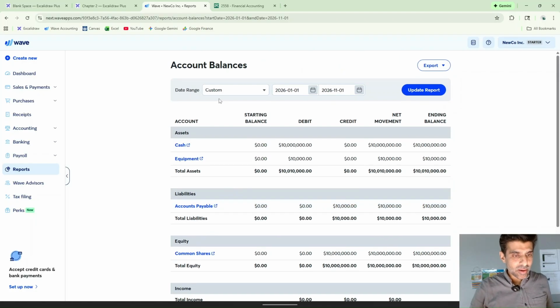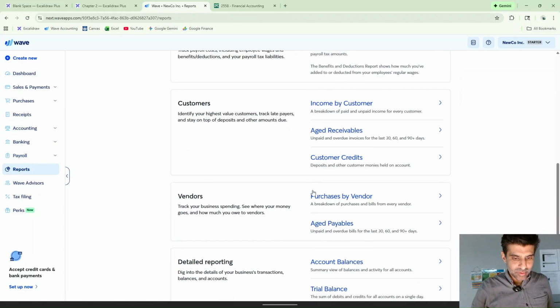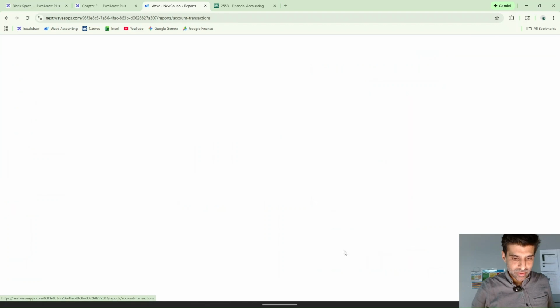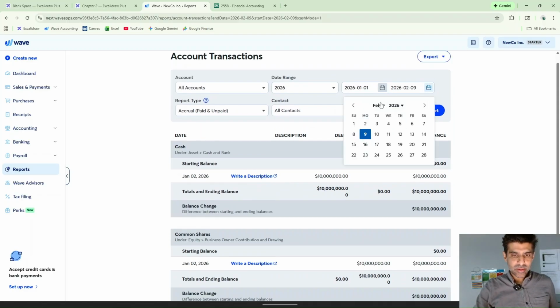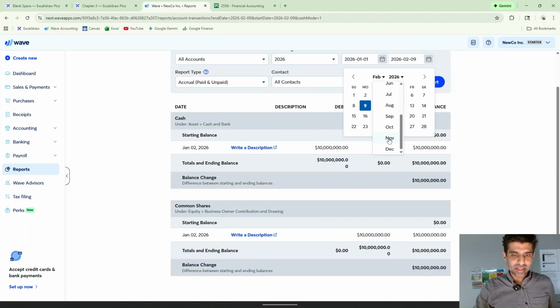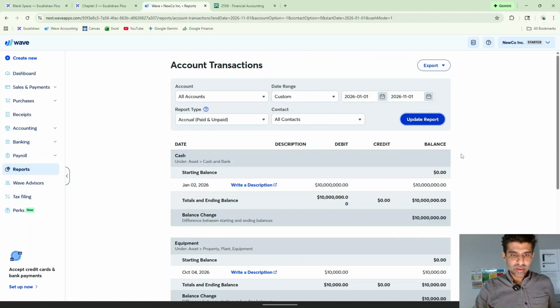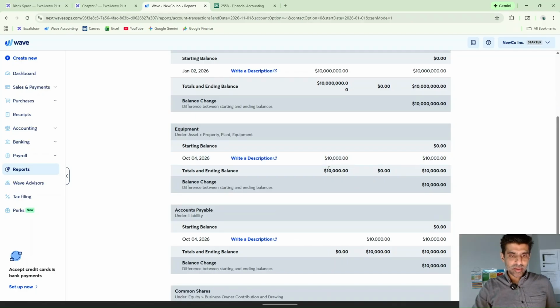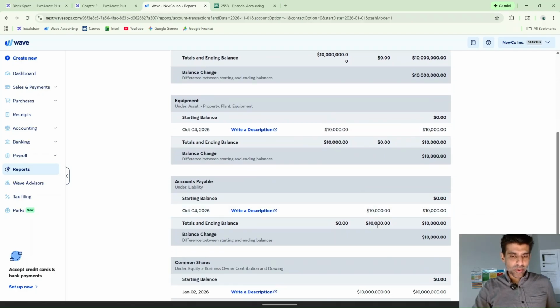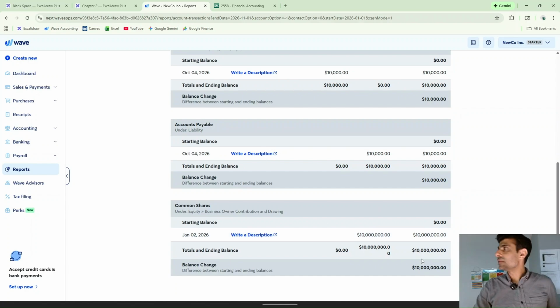That journal entry updated the balances for these two accounts. Let's see if there's a better view. Okay, this is a little better. This is more akin to our T accounts. I have to keep altering the dates because it keeps wanting to do the month. So this is like the T accounts for everything. Cash, debit, 10 million, and the balance is 10 million. Equipment, debit balance, accounts payable, credit balance, common stock, credit balance. You can see that it all balances.